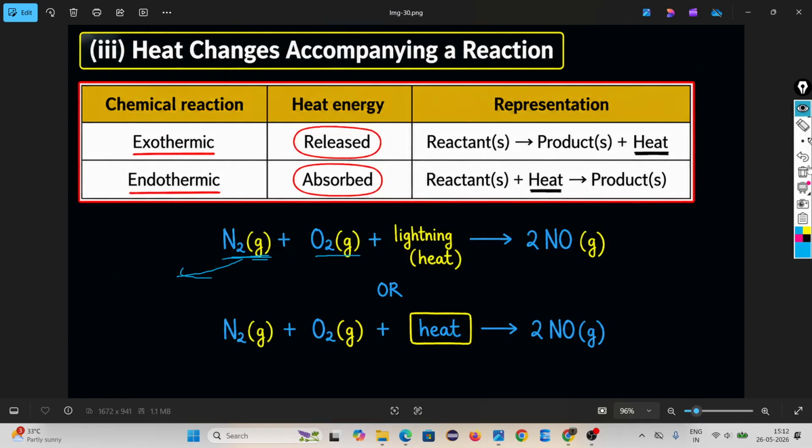Look. It is telling how to write, when an exothermic or endothermic reaction is happening, whether heat is consuming or heat is releasing. Okay.